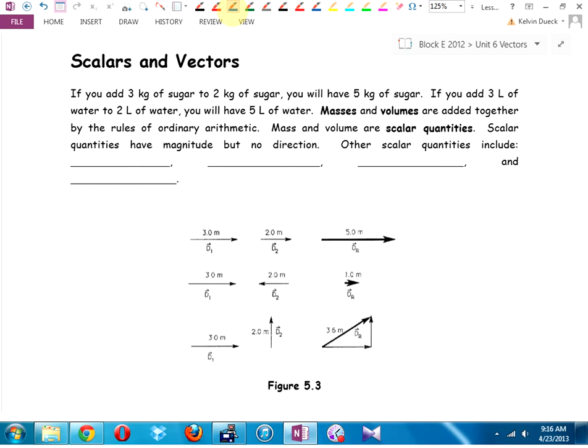Other scalar quantities include, what are some scalar quantities you have learned this year? Energy? Speed? What else? You learned a bunch. Velocity is a vector. Speed is the scalar. Velocity is the vector. You're right. What? Power? Because power was energy divided by time. It was scalar divided by scalar. Oh, and by the way, I just gave you a hint. Time. The big scalar.